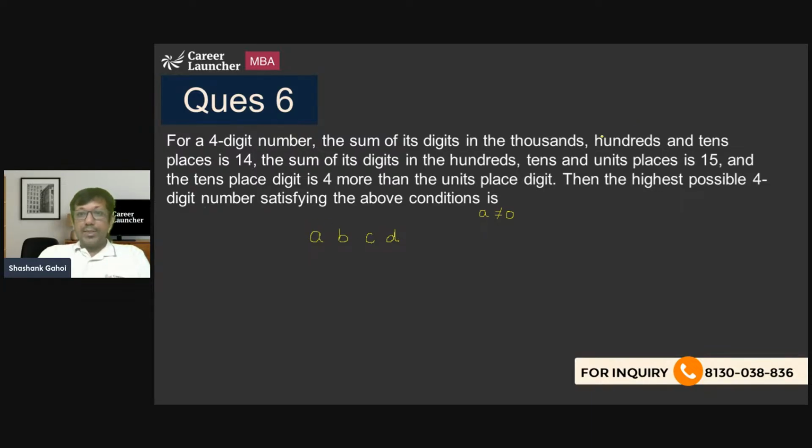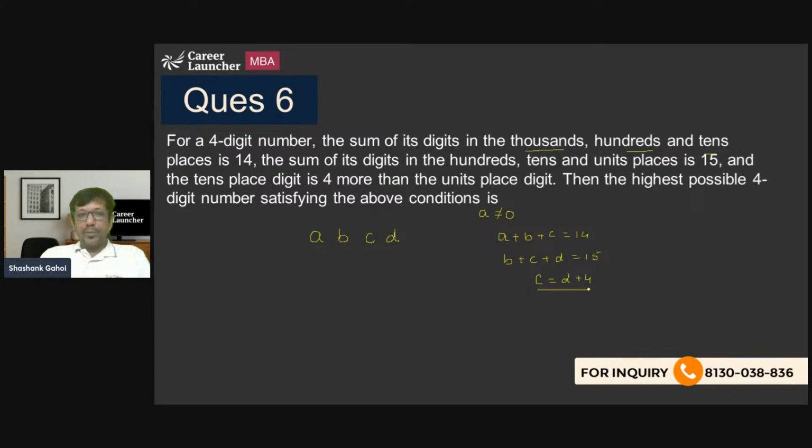Okay. The sum of the digits at thousands, hundreds, and tens place means A plus B plus C, and that's equal to 14. The sum of its digits at hundreds, tens, and unit place means B plus C plus D is equal to 15. And the tens place is 4 more than the unit place. It means C is equal to D plus 4.